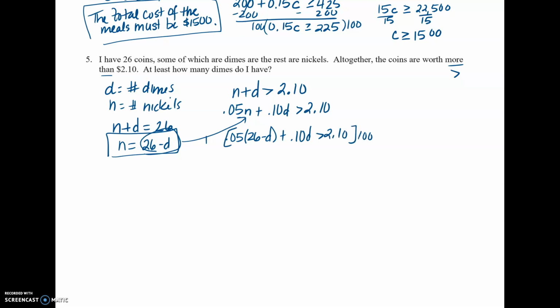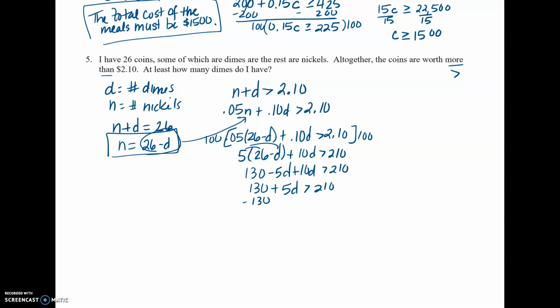I, of course, will get rid of the decimals. So this gives me 5 times the difference of 26 and D plus 10D is greater than 210. I'm going to distribute. 5 times 26 is 130 minus 5D plus 10D is greater than 210. I'm going to combine my like terms. That gives me 5D. I'm going to subtract 130. That's going to give me 80. And I'm going to have 5D must be greater than 80. 5 does go into 80. It goes in 16 times.